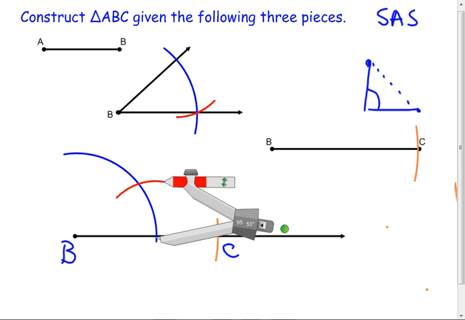Copying angles is tricky. And the distance from here to here is the same as the distance from there to there. This distance is the same as that distance because I just measured it with my compass. Whoops.